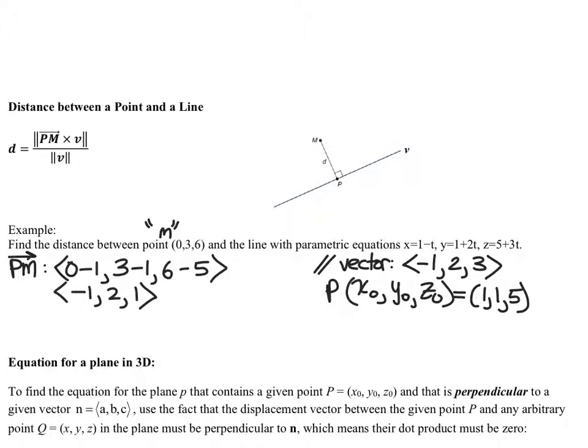So in this context, I think it ends up being easier to just find the cross product of PM and vector V, and then find the magnitude after the fact. All right, so I, J, K. PM is negative 1, 2, 1. V is negative 1, 2, 3.